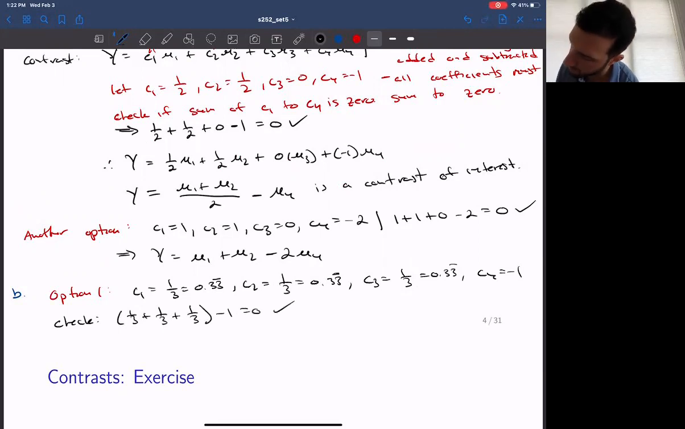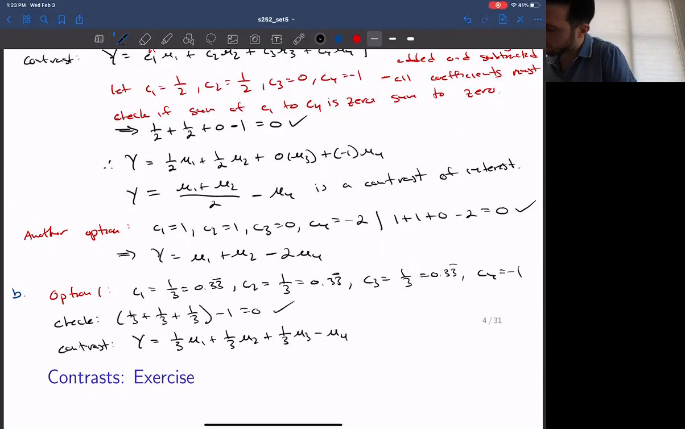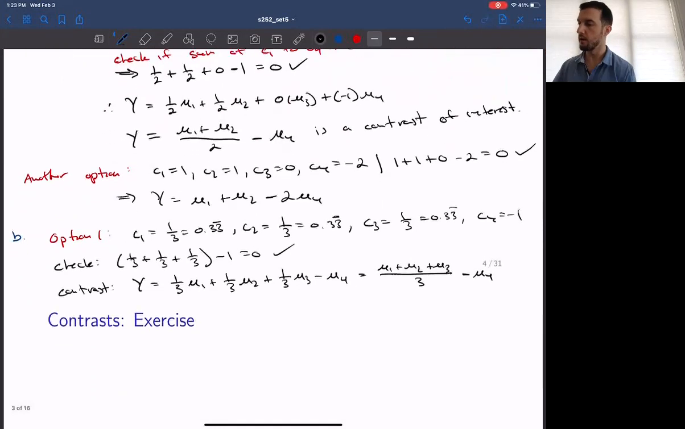So that's fine. So then the contrast would be gamma equals 1 over 3 mu1 plus 1 over 3 mu2 plus 1 over 3 mu3 minus mu4, which is (mu1 plus mu2 plus mu3) over 3 minus mu4. Okay, so that's one way that we could do it.